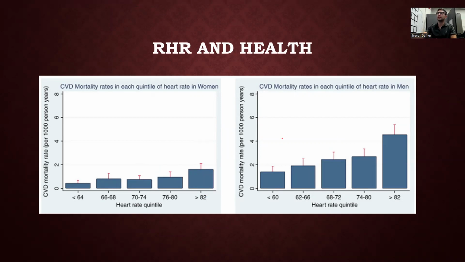But as you see from this graph too, cardiovascular disease is much higher in men than it is in women. As we know, men have a higher prevalence of cardiovascular disease. So even at the same relative resting heart rate, individuals that are male versus female tend to have higher cardiovascular disease mortality rates.